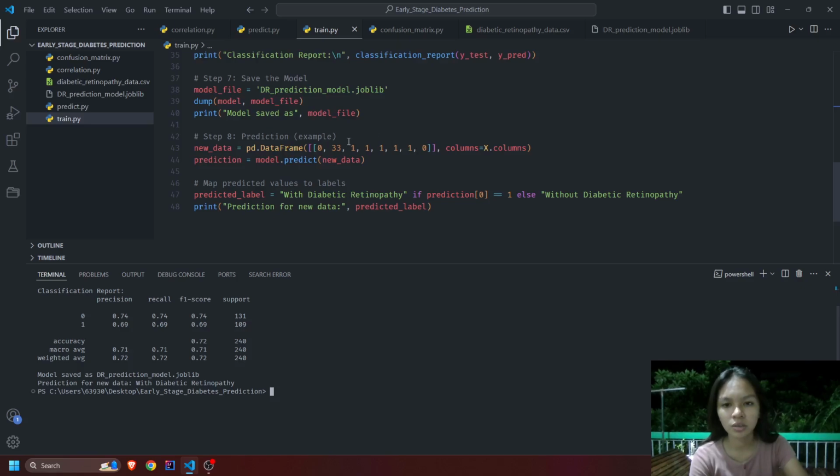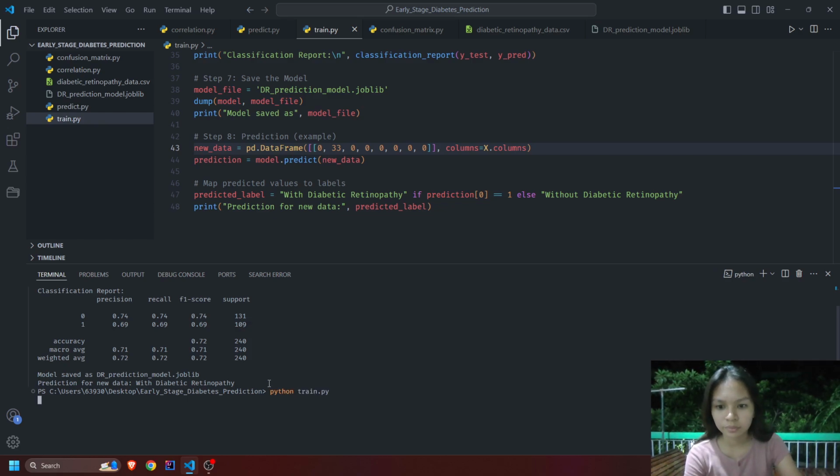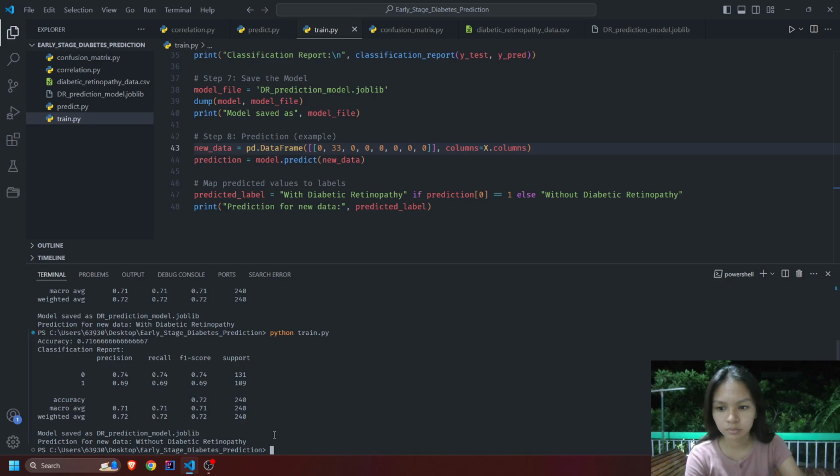So for the prediction example, most symptoms are answered yes, which is one. So the prediction here is with diabetic retinopathy. Let's try to put zero. Let's change it to zero, then rerun. So the prediction for the new data is without diabetic retinopathy.